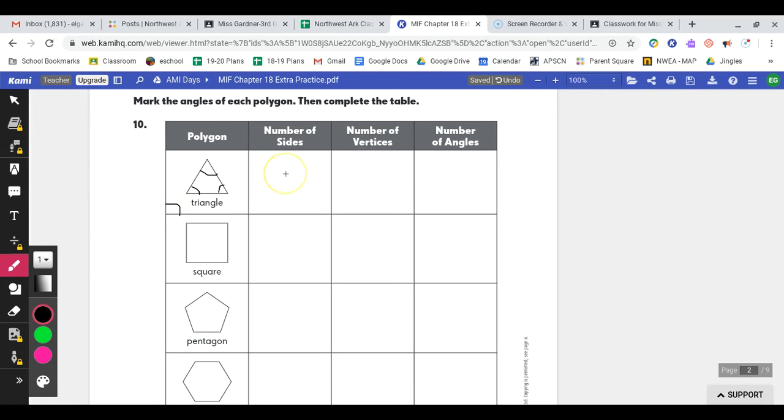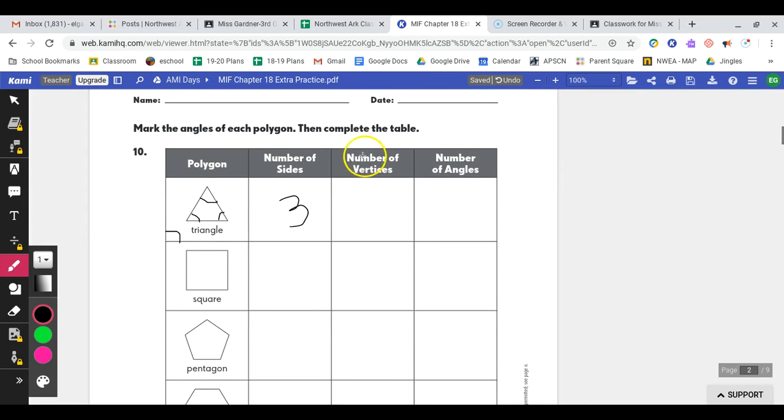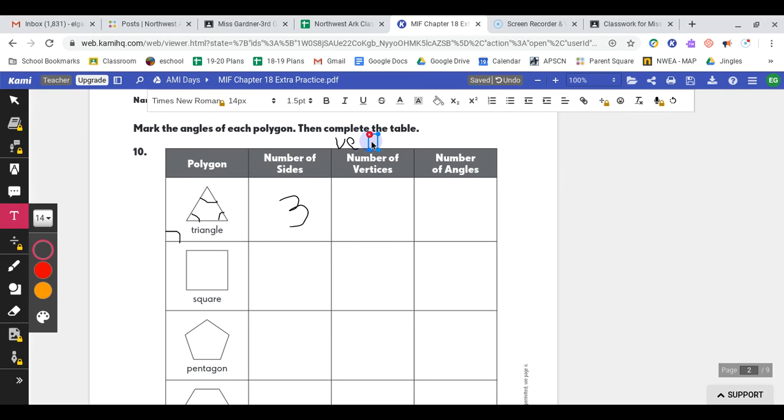Now this has how many sides? 3. Vertices. Vertices is the plural of the word vertex. Probably should use just a text box here. Let me write vertex. This is the singular for the point on the outside of a polygon.